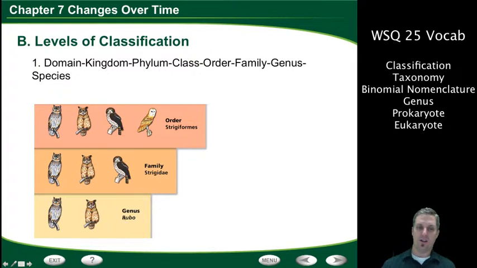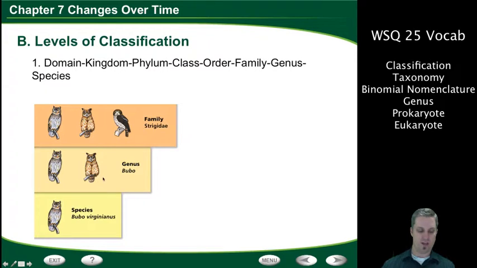It's in Bubo, genus Bubo. So that narrows it down. Now we've gotten down to just 2 organisms. And then at the last level, we can finally come up with the species name: Bubo virginianus. Virginianus, that's a hard one. Bubo is the genus, virginianus is the species. Notice, it's italicized, like we said.